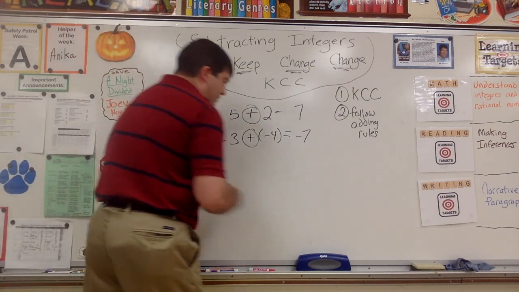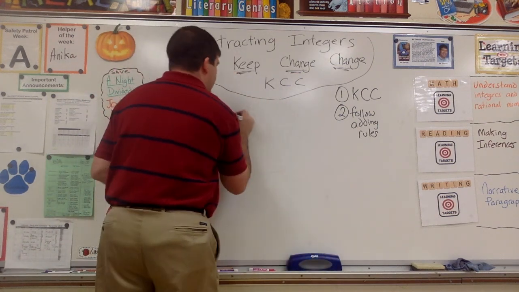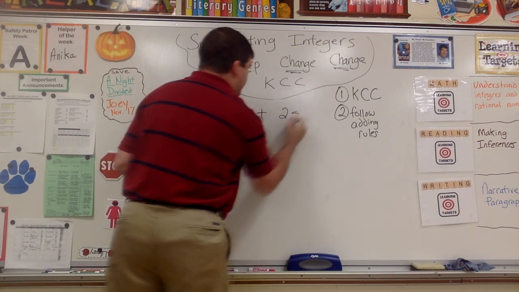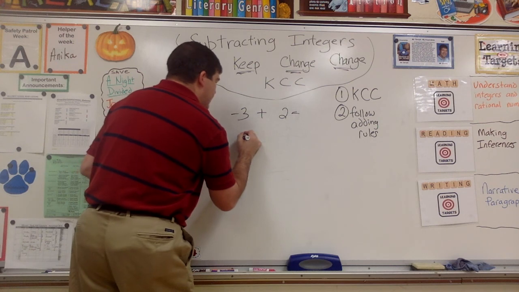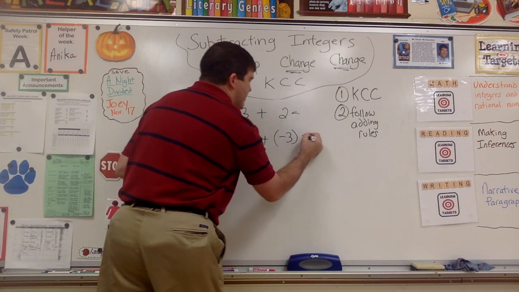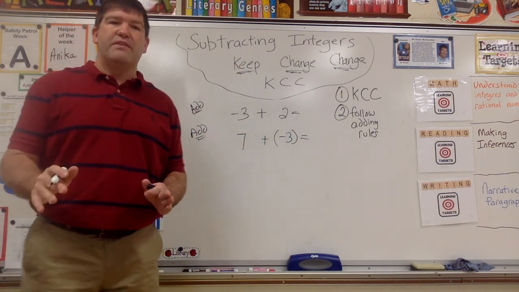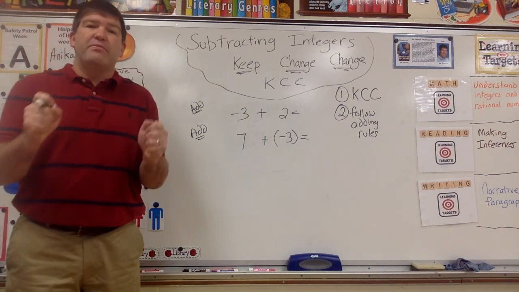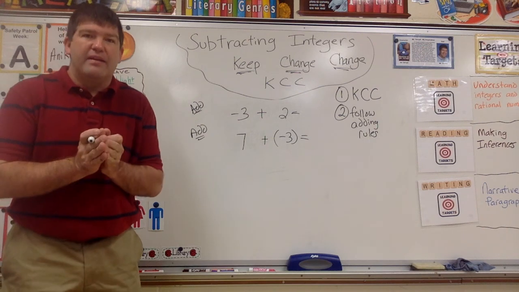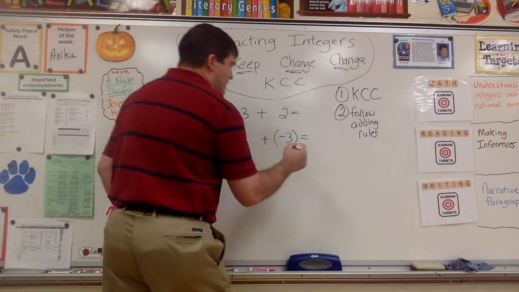Okay, now if it's a different sign, and this is for adding, minus 3 plus 2 equals, or 7 plus negative 3 equals. Okay, so these are different signs. Once they're different signs, you just take the absolute value and add them. Absolute value, add them, and take the sign of the bigger absolute value. Okay.